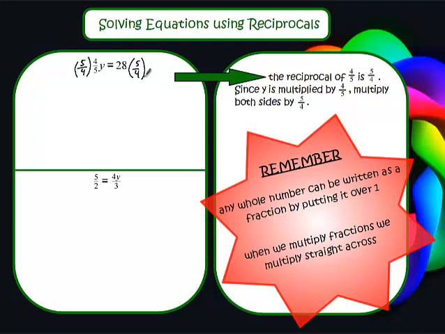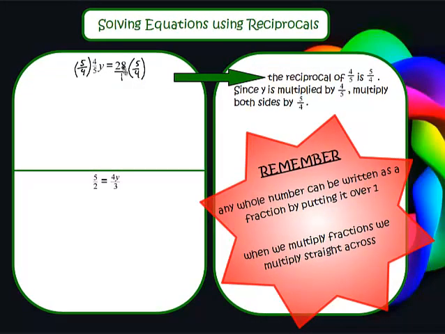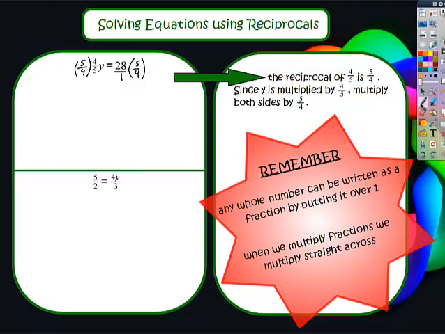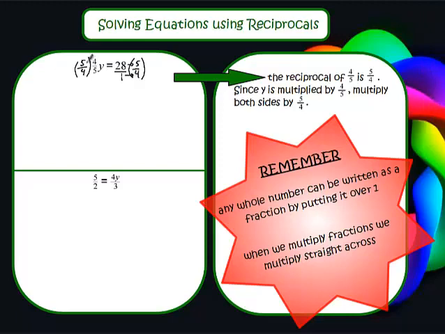Now, a couple things to remember. Big star here. Anytime we have a whole number like 28 in this equation, this 28 can be written as a fraction by simply putting it over the number 1. The second thing to remember is when we multiply fractions, we simply multiply straight across. So 28 times 5, and 1 times 4. Same thing happens on this side, 5 times 4 and 4 times 5.